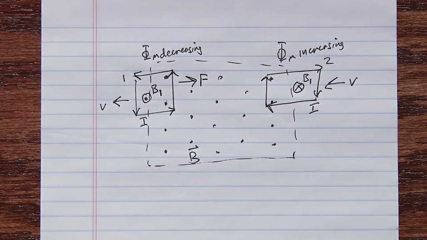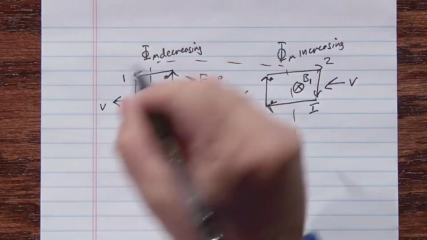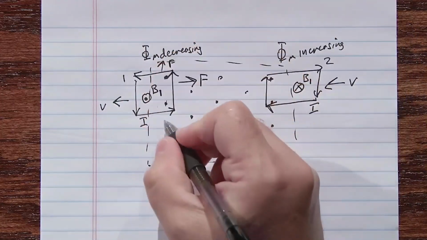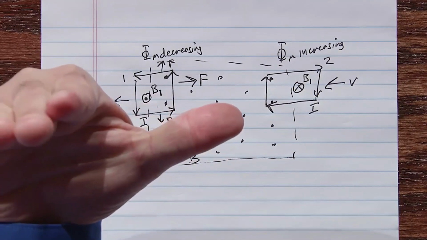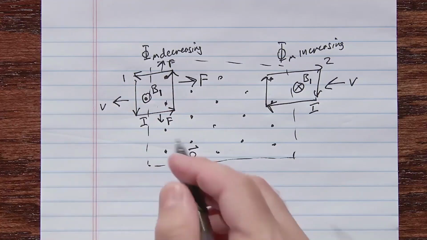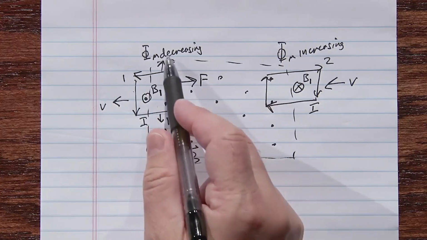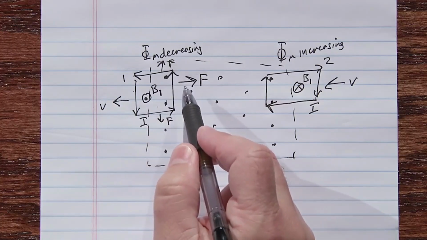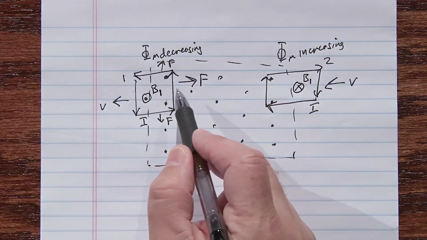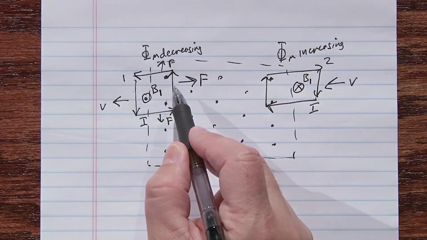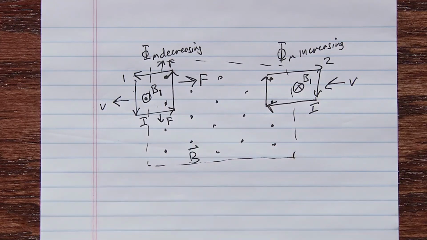to the right. This side of the loop, the top, is going to feel a force that is up. This side of the loop is going to feel a force that is down. We have a current in that direction. A magnetic field out of the page is going to give us a force down. And there's no magnetic field over here, so there's no force. So these two forces are going to cancel each other out, and we're left with a force to the right. So as we try to pull this loop out of the magnetic field, the induced current will try to keep it in the magnetic field.